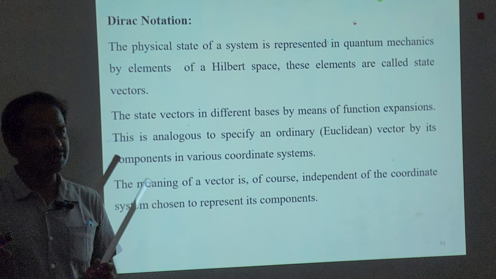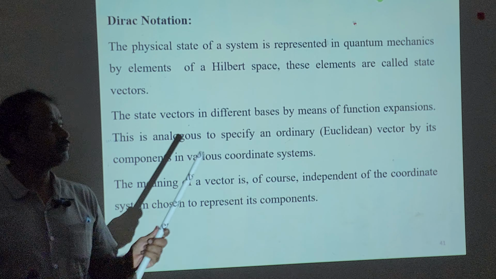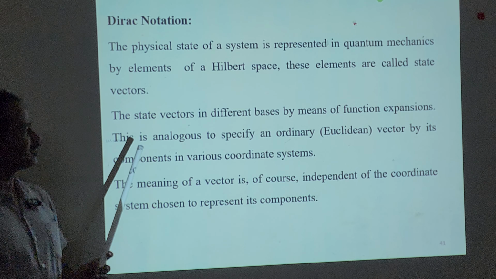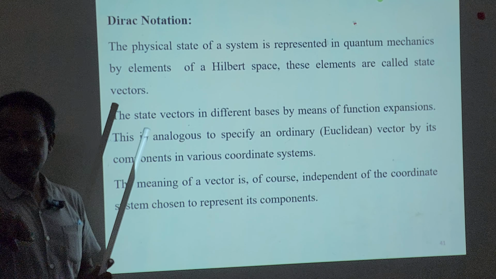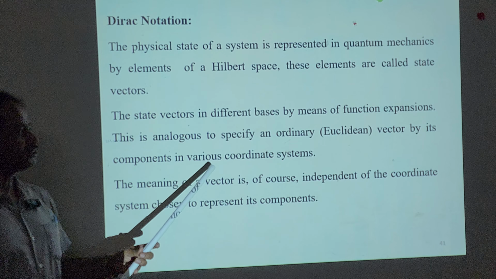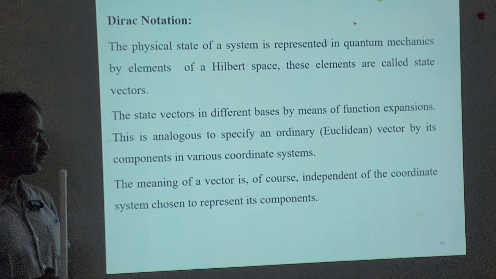So psi 1, psi 2 are functions of position and time. We call this a state vector. It's a new term, state vector. The state vectors can be given in different bases by means of function expansions. Psi is a function of x comma t. This is analogous to specifying an ordinary Euclidean vector by its components in various coordinate systems. The meaning of the vector is of course independent of the coordinate system chosen to represent its components. So psi 1, psi 2, psi 3 are all linearly independent vectors.